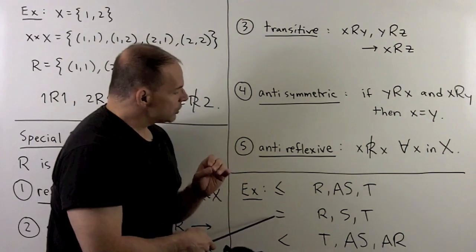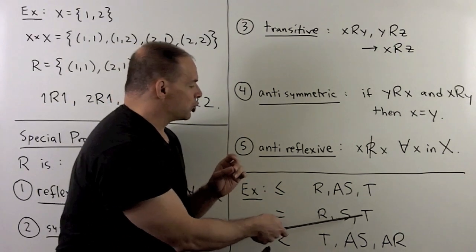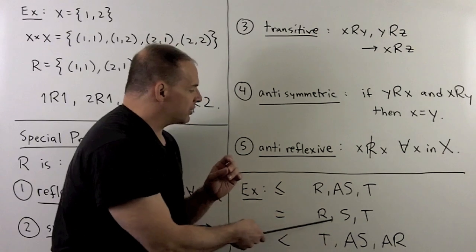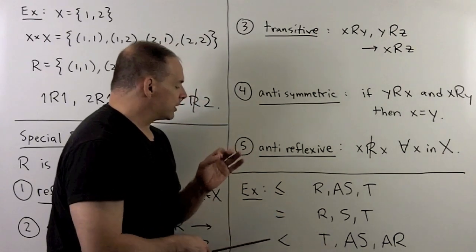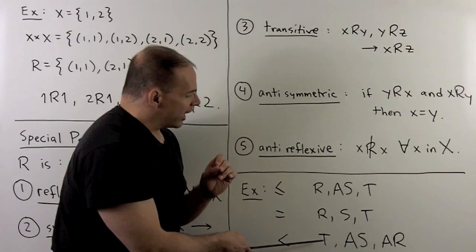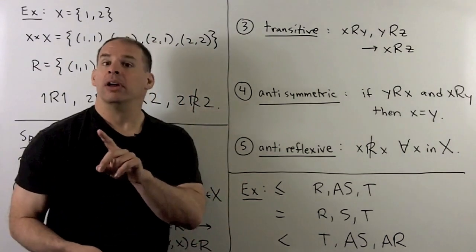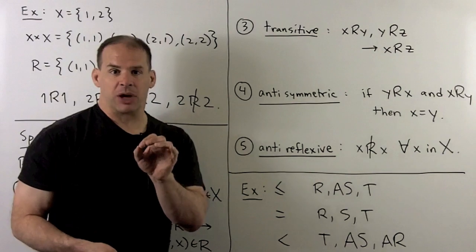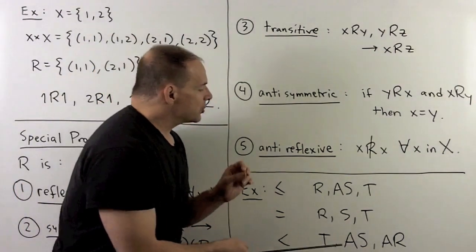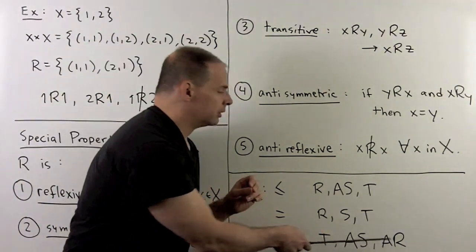So for equals, we have reflexive, symmetric, and transitive. We'll say more about these three in a bit. And for strictly less than, we have transitive. It's vacuously anti-symmetric, because we can never have the antecedent for anti-symmetric happen. And we'll also have anti-reflexive.